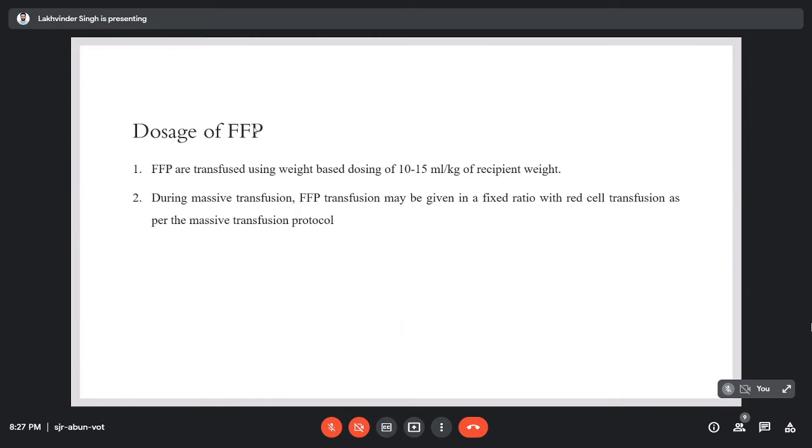So in general, they say after first giving 4 PRBC, no FFP may be required. Then in the next 3 PRBC, we have to give 2 FFPs.